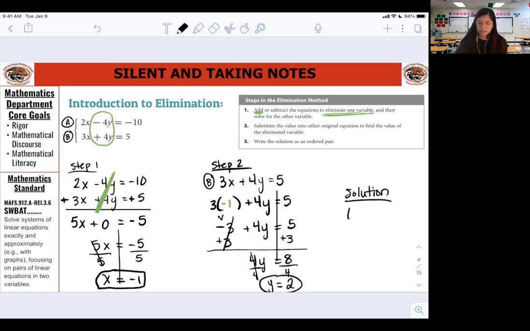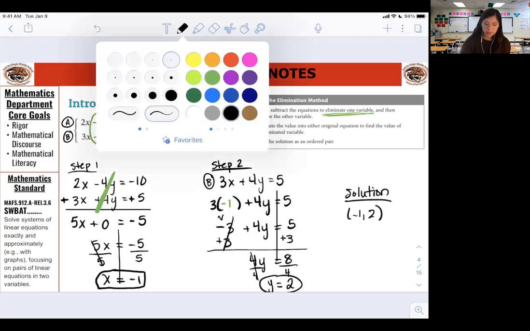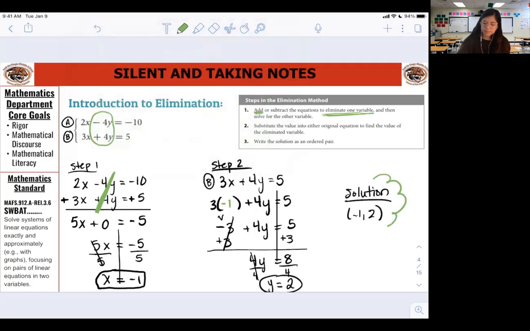Solution is, how do I write my final solution? -1, 2. -1, 2. Good. Remember, we always write it as a coordinate point. That's it. That is elimination. 2 steps. Technically, it's 3 steps, but the third step is just telling me to write it as an ordered pair, so that's not really a step. And that's it, and we're done.